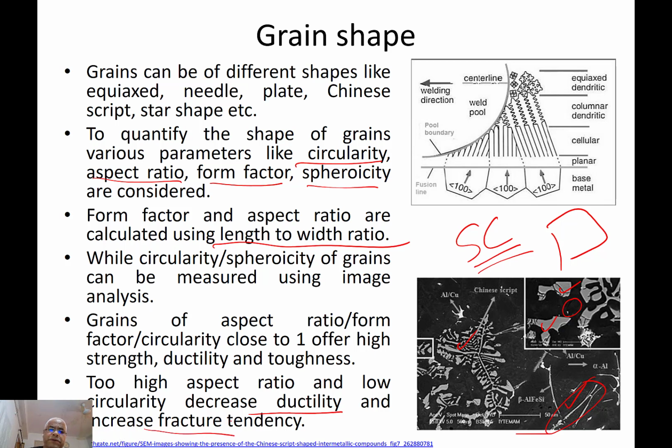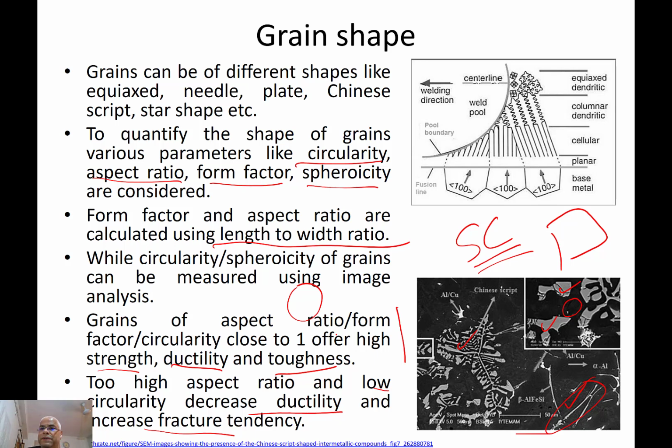Obviously, high aspect ratio grains will have low circularity. Similarly, if the aspect ratio is close to 1 or circularity is close to 1, that is in case of grains having a circular cross section, in that case we in general get higher strength, ductility, toughness, and fracture toughness, primarily because the stress concentration at the particle matrix interface is found to be minimum.